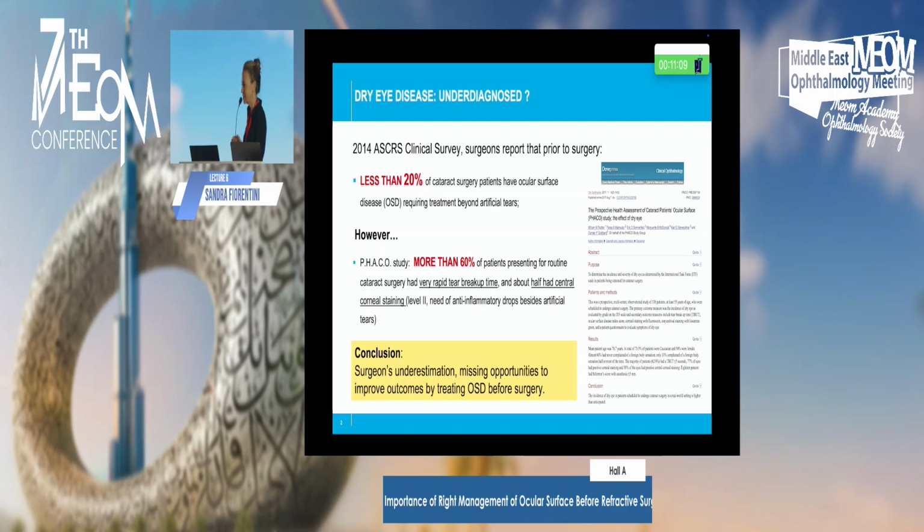more than 60% of patients before cataract surgery present some type of ocular surface problem and dry eyes. So in conclusion, there is a surgeon's underestimation and missed opportunities to improve outcomes afterwards. This specifically is for cataract surgery, but later on I'm going to speak about refractive surgery and the ocular surface as well.